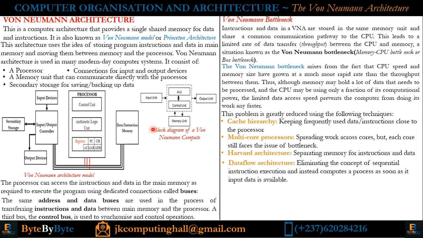In the next video, we are going to look at the Harvard architecture, which is one of the architectures that solves the problem of the von Neumann bottleneck. As with the von Neumann architecture, we shall give the diagram, we shall explain, and we shall give the block diagram, and we shall go further to see the differences between this architecture and the von Neumann architecture.